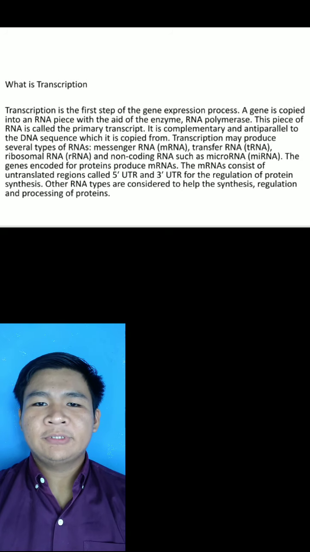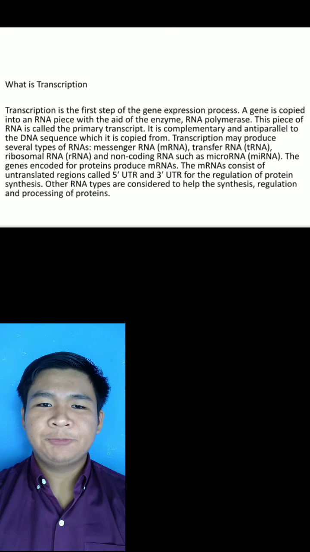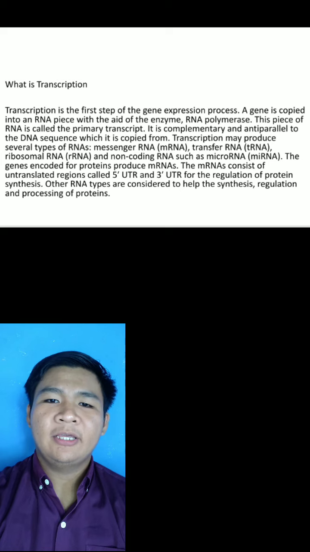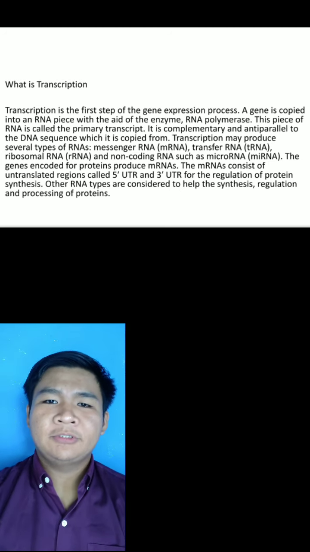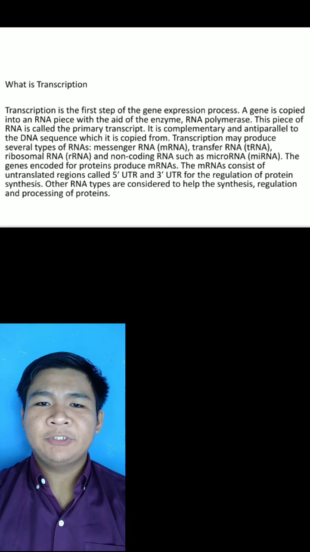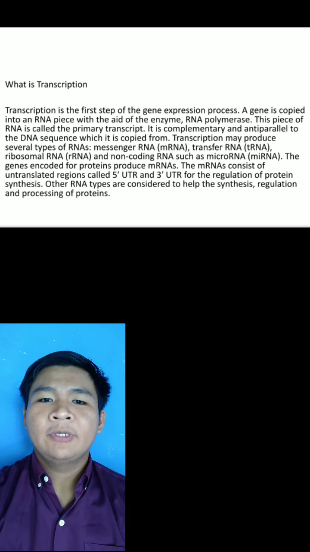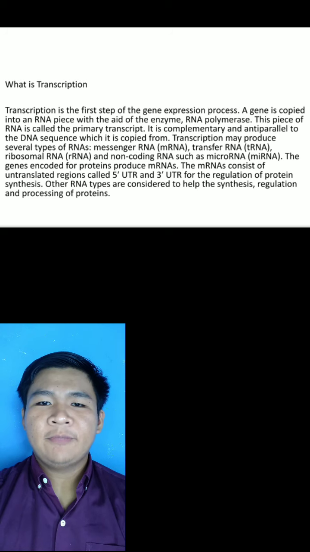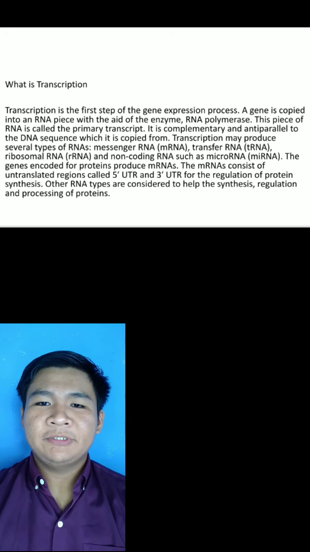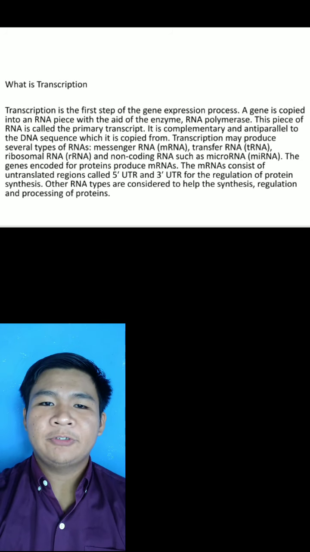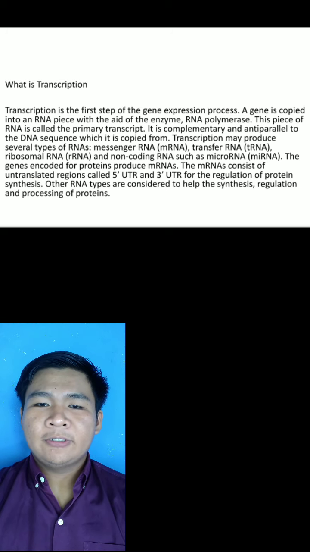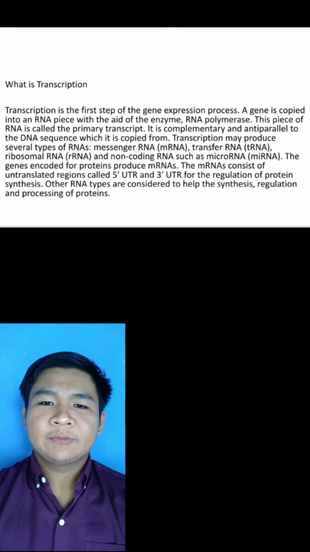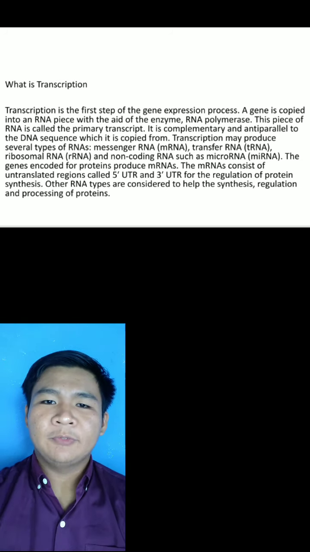Now we are going to discuss the difference between transcription and translation. Let us first define them. Transcription is the first step of the gene expression process. The gene is copied into an RNA piece with the aid of the enzyme RNA polymerase. This piece of RNA is called the primary transcript. It is complementary and antiparallel to the DNA sequence from which it is copied.